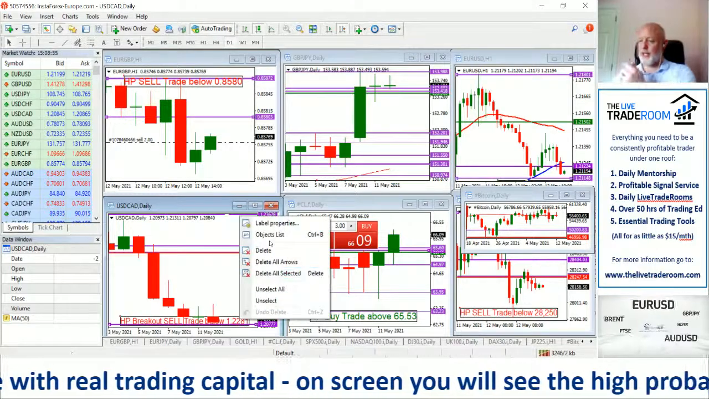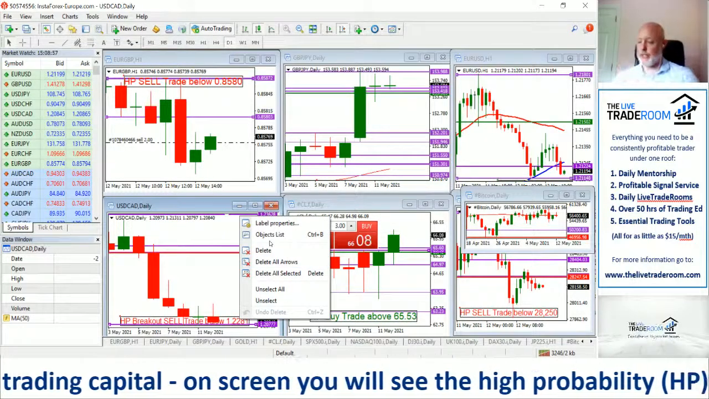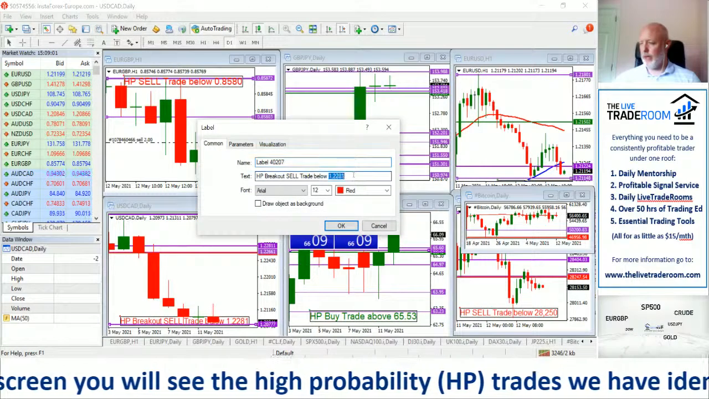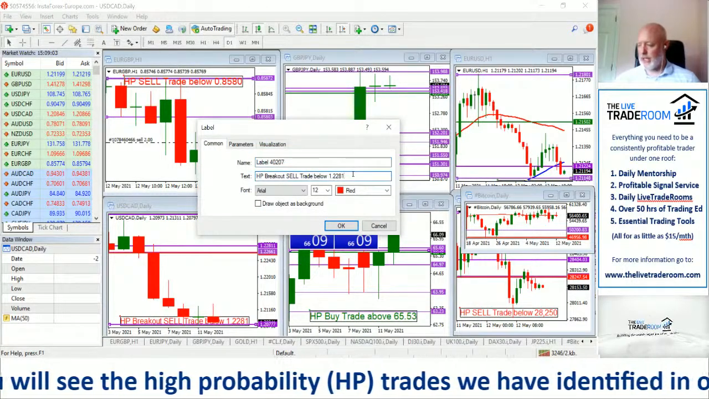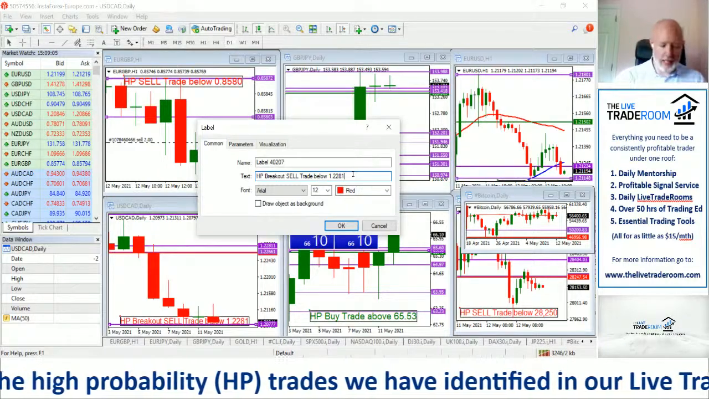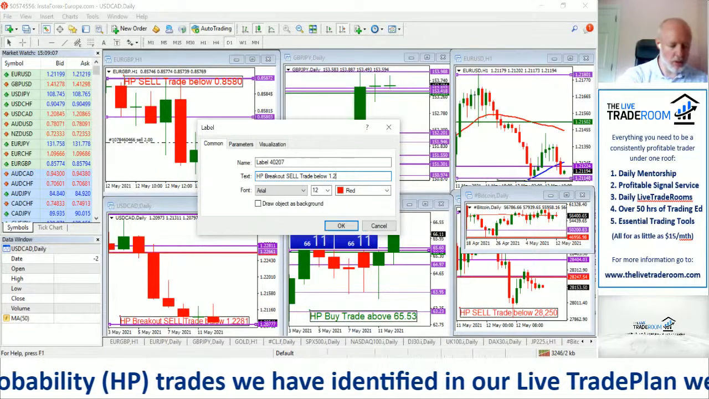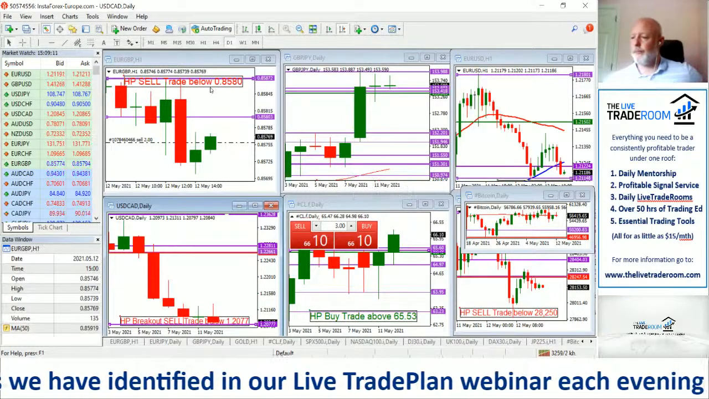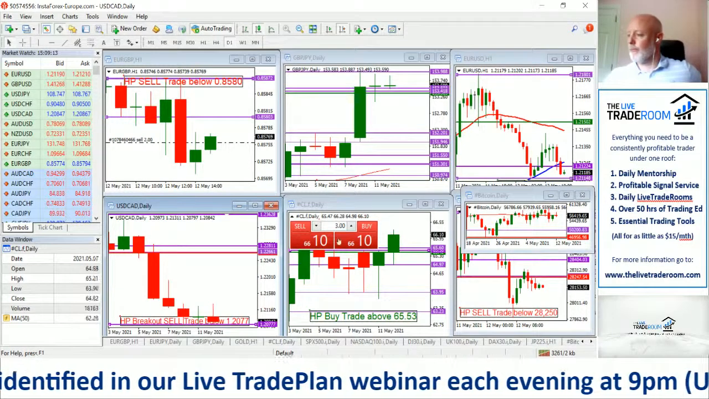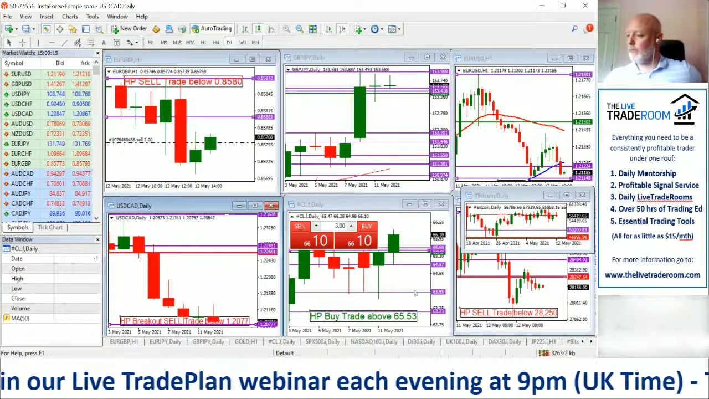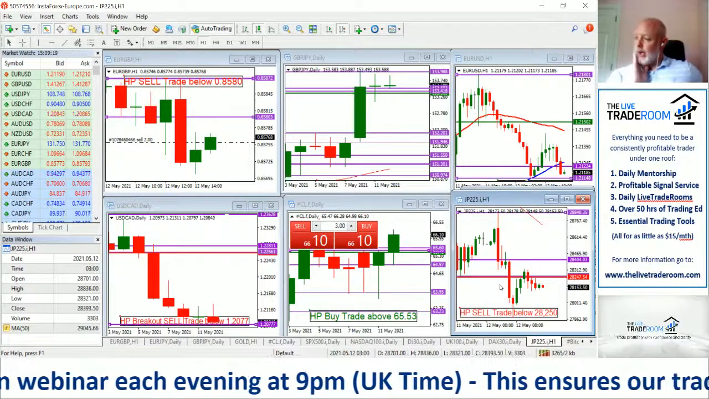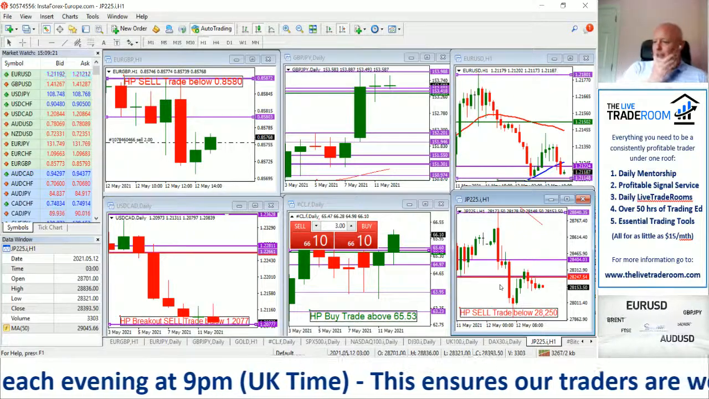The price on this dollar CAD sell trade just keeps grinding lower. We've been doing this for quite some time now. So the next level is the 2077 level. So that's our trade plan for the session.